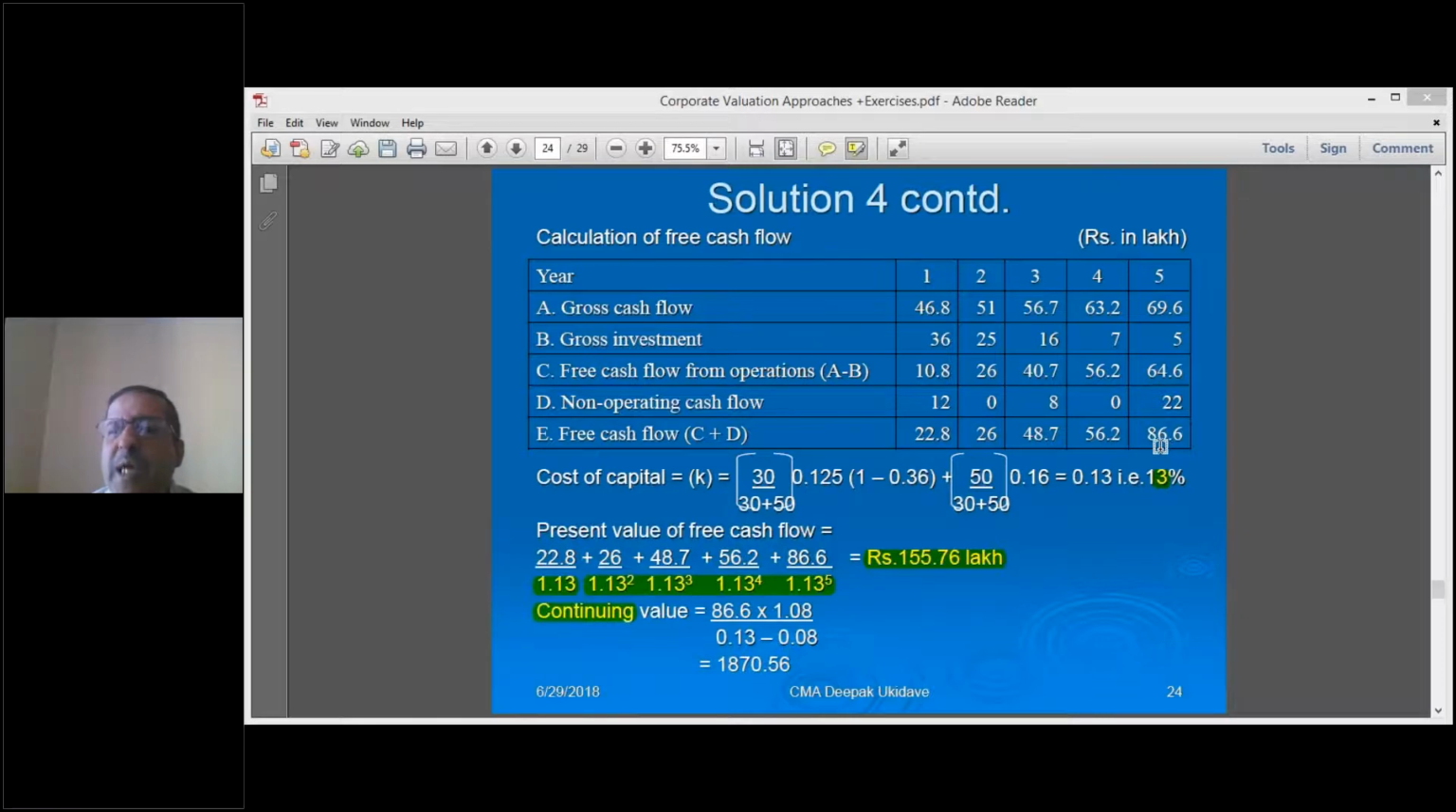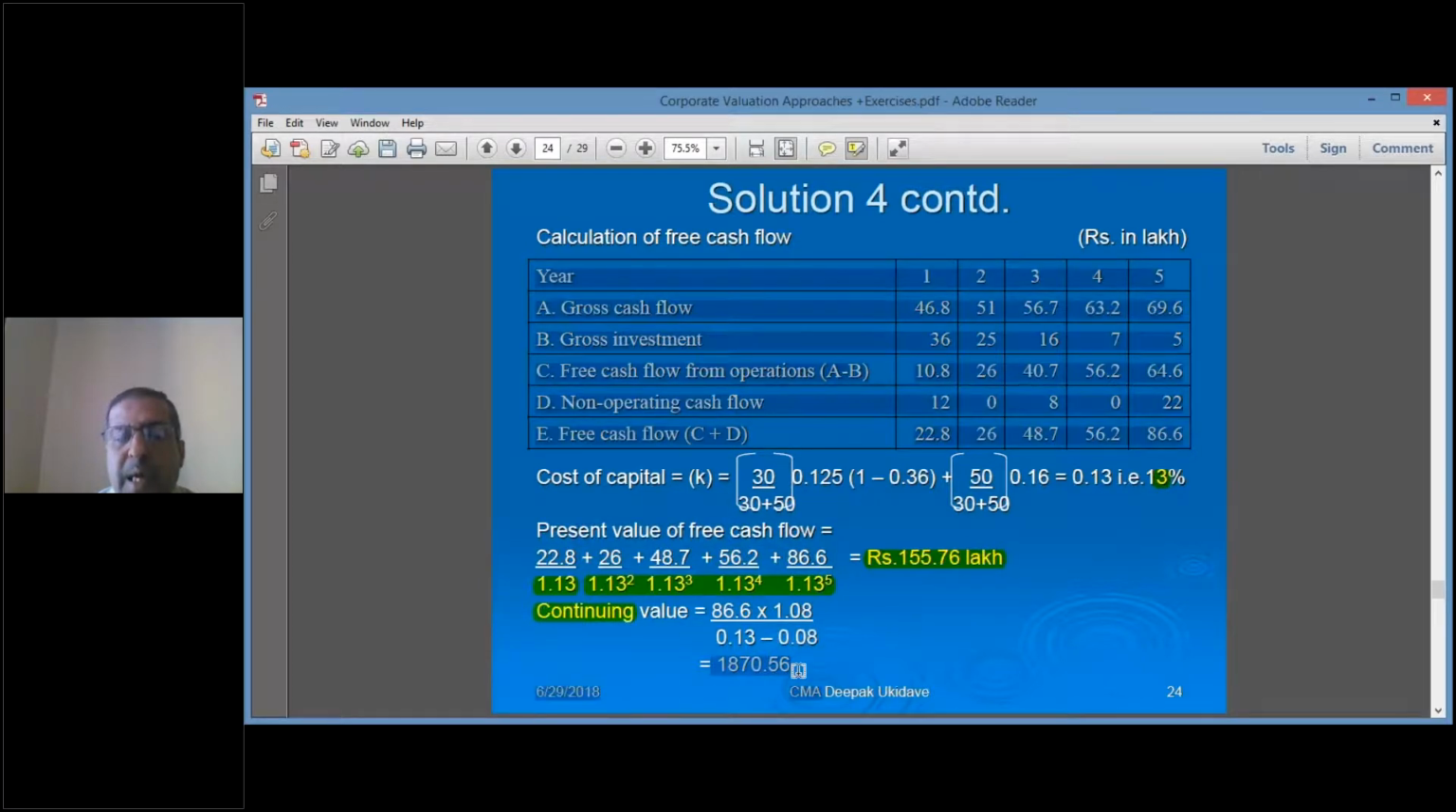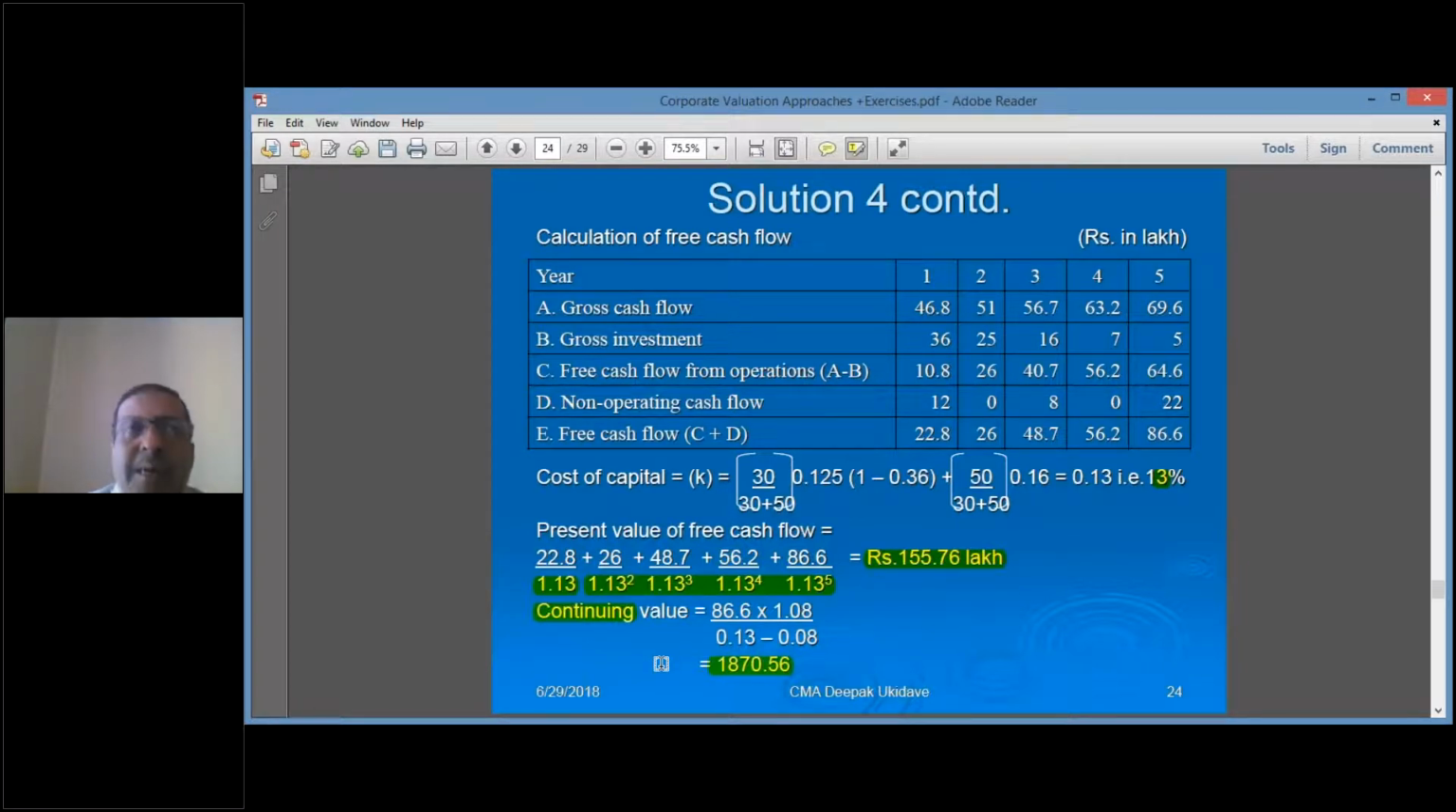So last year's free cash flow you will pick up, 86.6 continuing value into growth rate. 8% is the growth rate, into 1.08, divided by cost of capital 13%, 0.13 minus G, growth rate is 8%. So minus G, minus 8%. And denominator में percentage है, याद रखना. So you get continuing value as 1870.56. I want you to confirm to me that this figure is correct. 1870.56. This is called continuing value or terminal value.